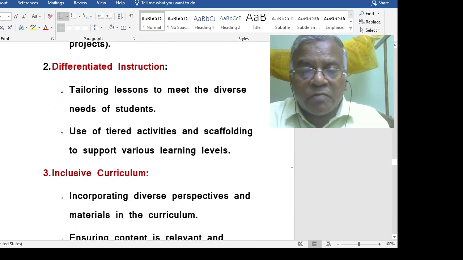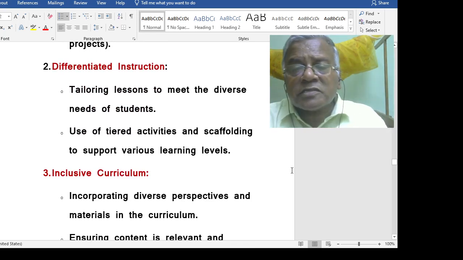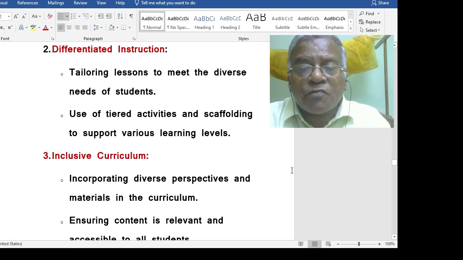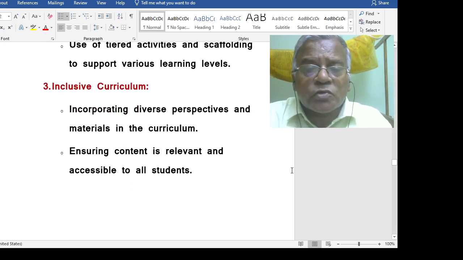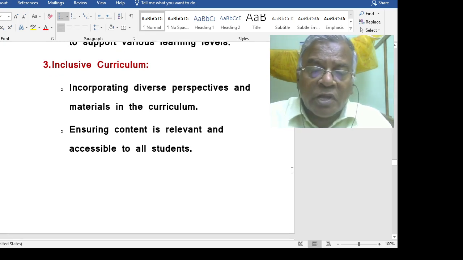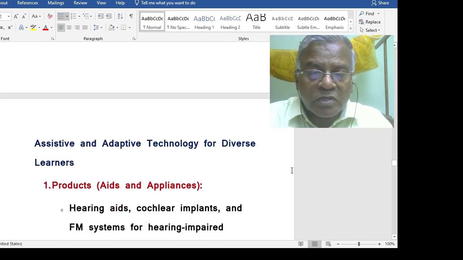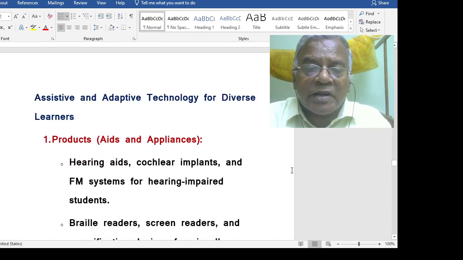Differentiated instruction, tailoring lessons to meet the diverse needs of students, use of tiered activities and scaffolding to support various learning levels. Then inclusive curriculum, incorporating diverse perspectives and materials into the curriculum, ensuring content is relevant and accessible to all students. Assistive and adaptive technology for diverse learners.